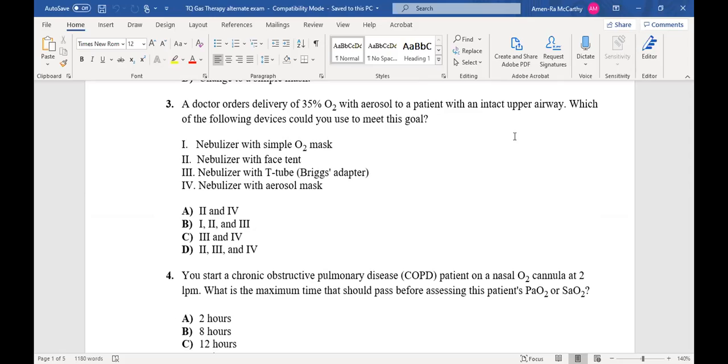All right. Ms. Scott, what do you think about this one, number 3? Yeah, I'm lost on this one. I'm thinking the O2 mask, but I can't see about the other answers. Okay. What about you, Mr. Clay? I was going to say nebulizer with the T-tube, and maybe the nebulizer with the aerosol mask. What do you think, Miss Rose?